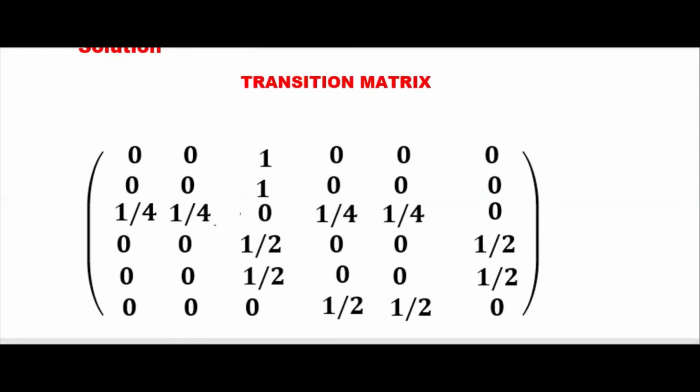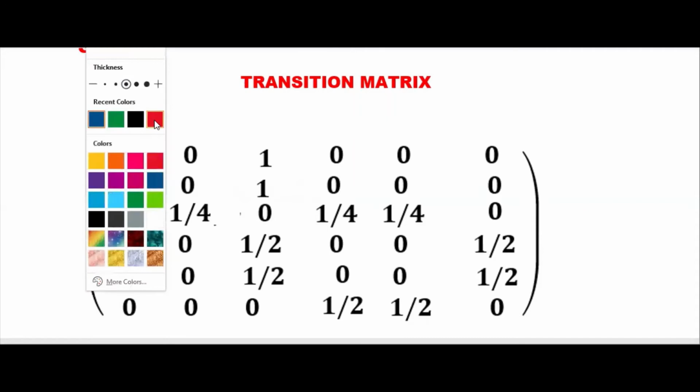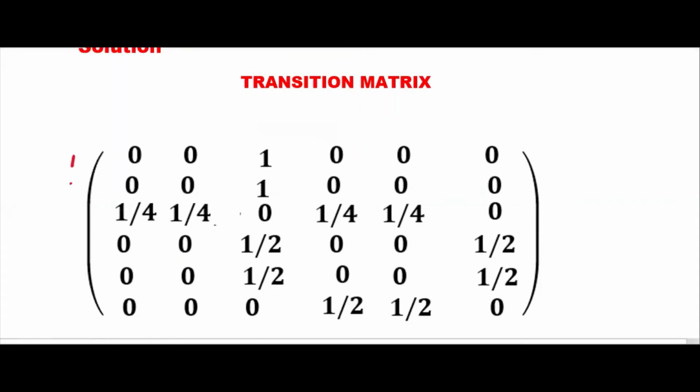See, 100%. This means what? This is our 1. Let me write here. This is 1, then 2, then 3, 4, 5, 6. Here also 1, 2, 3, 4, 5, 6. 1 to 3 probability is 100%. 1 to 3, there is only one way, and that is 100%.